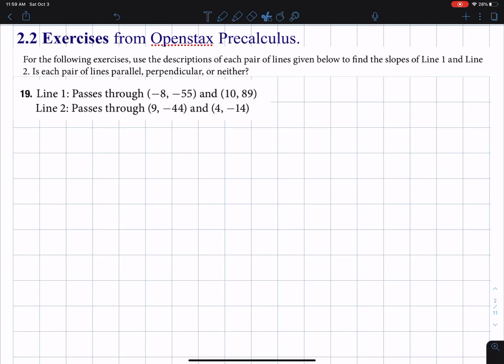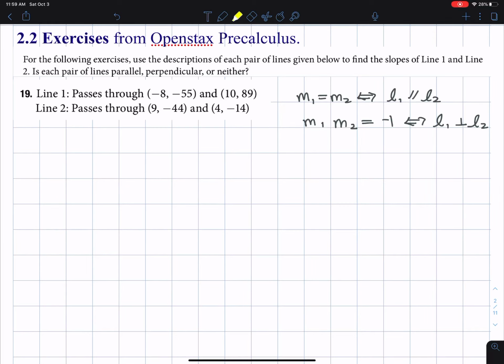So let me just point out that if I write M1 is equal to M2, that's if and only if L1 is parallel to L2. And if I have M1 times M2 is equal to -1, that's if and only if L1 is perpendicular to L2.